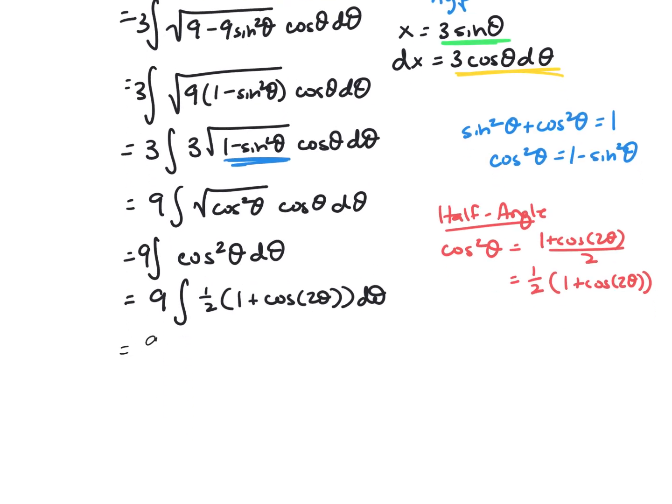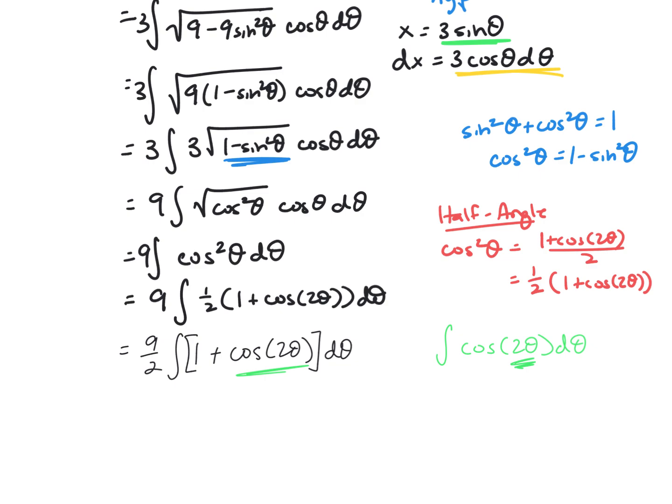And then just pull out the 1/2. So this is 9/2 times the integral of 1 plus cosine of 2 theta d theta. This is one you might be able to just eyeball. So the integral of 1 is definitely theta. This part might be a little harder. If so, I'll just do it to the side here.